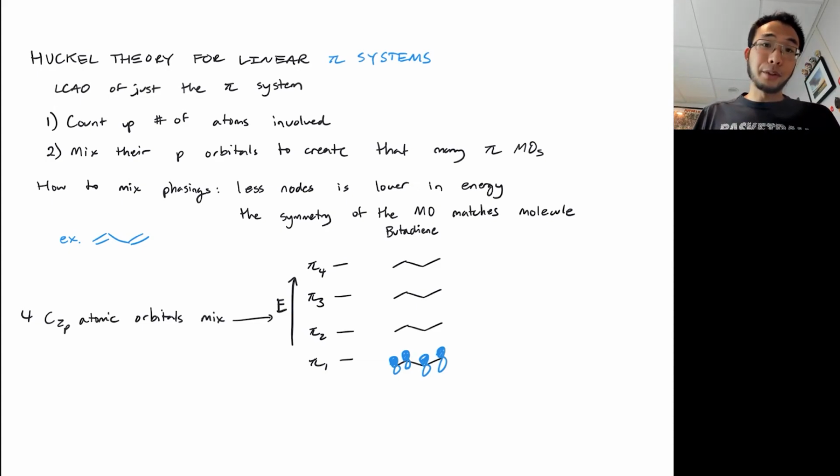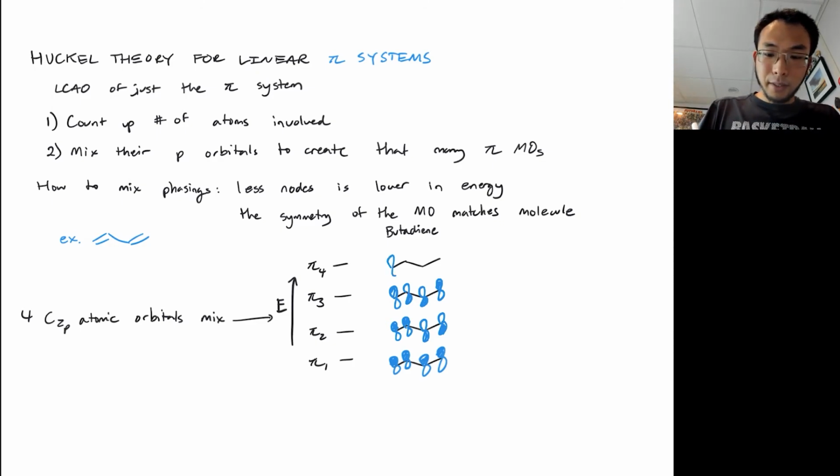The next molecular orbital up should have 1 node between those, and if I want to keep the left-right symmetry of the molecule, then I do it like this. And then pi 3 should thus have 2 nodes, and to do so while keeping a left-right symmetry would look like that. And then finally, the highest pi molecular orbital will have all opposite phasings in the p orbitals that we're mixing.